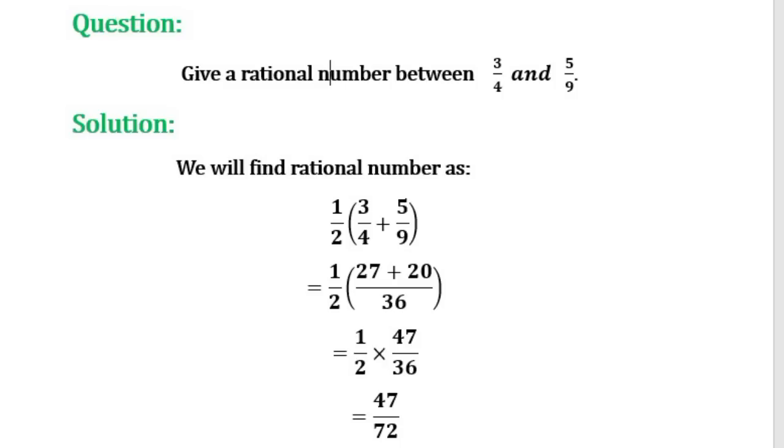Taking the LCM, we get 36. 36 divided by 4 gives 9, multiplied by 3 gives 27. Plus 36 divided by 9 gives 4, multiplied by 5 gives 20. So from here we get 1 by 2 multiplied by 47 by 36, which gives us 47 by 72. This is the method to find a rational number between two fractions.